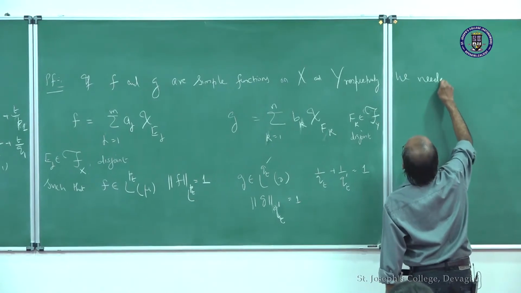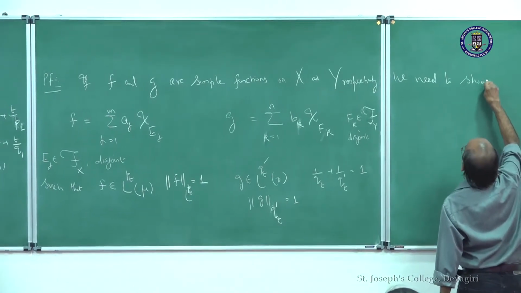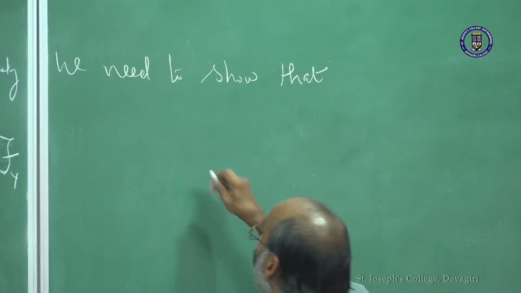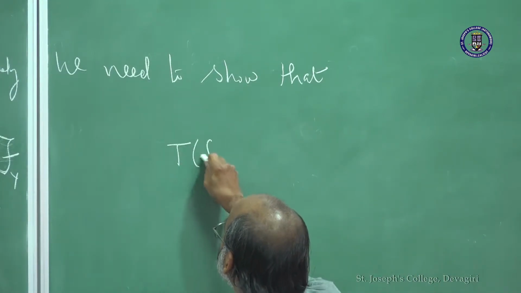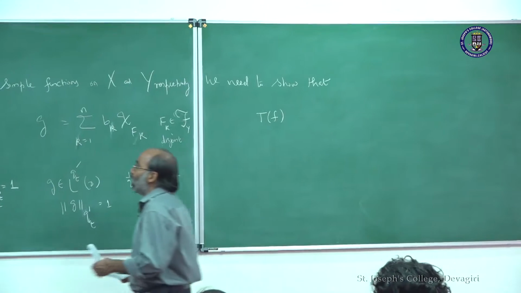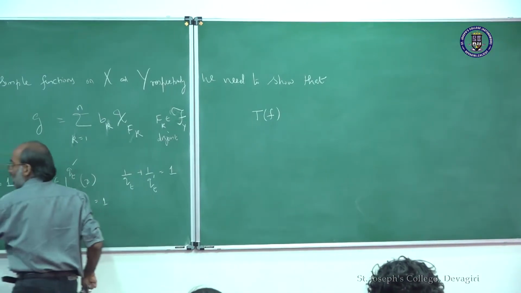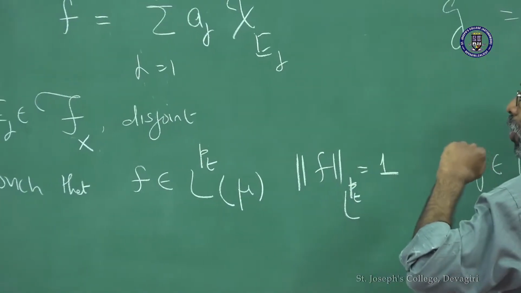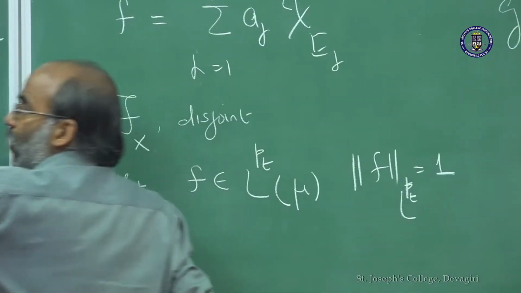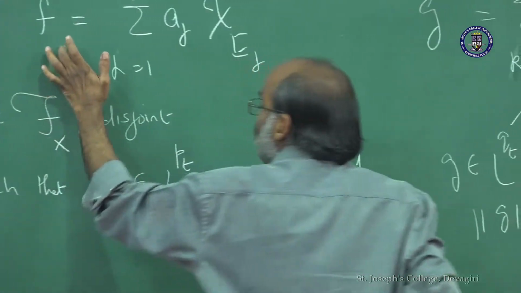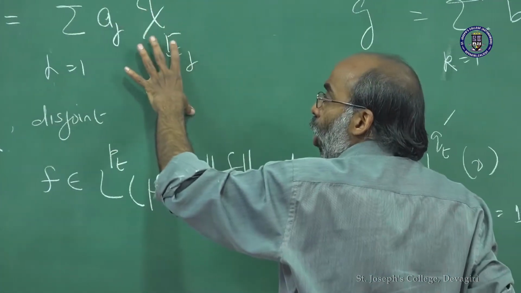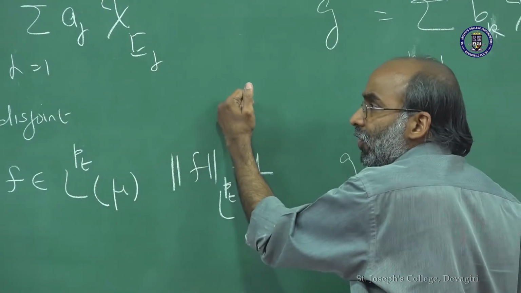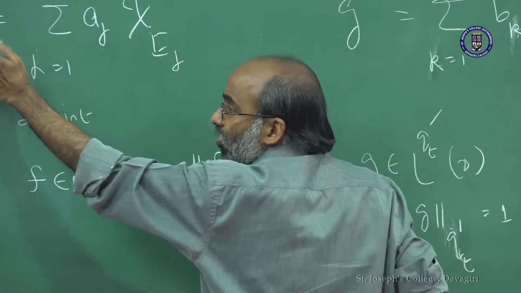We need to show that, well, what do we need to show? We need to show that I apply T to f, okay, right? So this is a function in Lpt, I apply T to f, I'll get something. What do I want to show? I want to show it is in Lqt, right? So I apply T to this, take the Lqt norm, that should be less than or equal to some constant times the Lpt norm of f, which is 1, right?